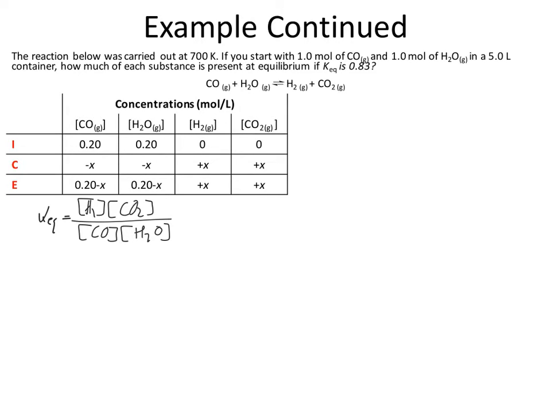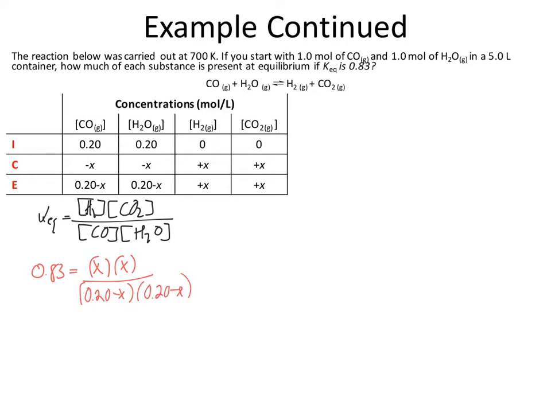Okay, so now we're going to sub in our values. Remember also, if we look at the back of the question, it gives us our value for K equilibrium, 0.83. So we're also going to include that in here. Alright, so 0.83 is going to be equal to, now the value for H2 is x, the value for CO2 is x, so it's going to be x times x over, now here we have 0.20 minus x and 0.20 minus x, so that's what we're going to plug in there. Okay, now we want to solve for x.